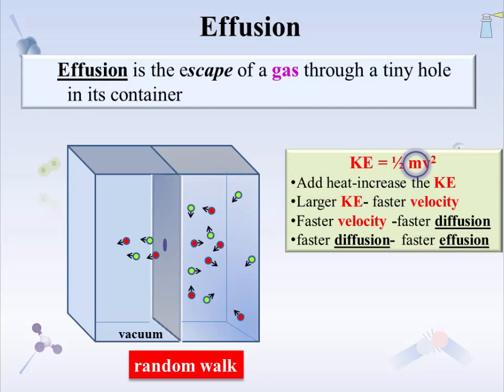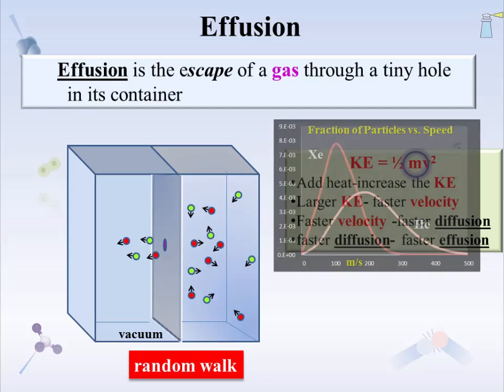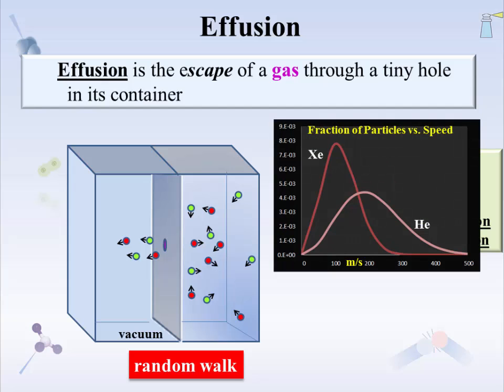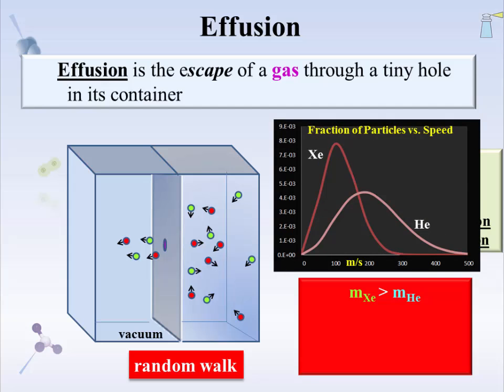The other component in the kinetic energy equation is mass. For that, we return to the distribution of speeds for two gases at the same temperature. The atomic mass of xenon is greater than that for helium. Because they are at the same temperature, the smaller gas has higher average velocity and a faster diffusion. Faster diffusion creates faster effusion. Take-home point: smaller particles effuse faster.